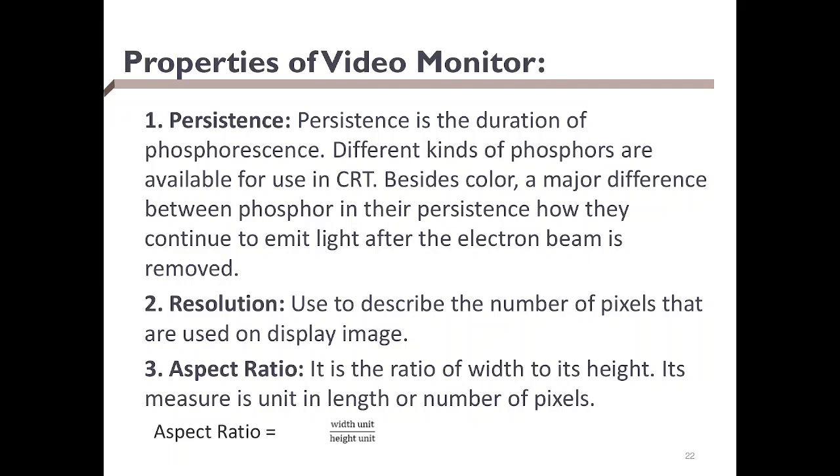The third is the aspect ratio. This refers to the ratio of width to height. It is measured in units of length or number of pixels. Okay, so you can see the aspect ratio right there. Its formula is width unit over height unit. Normally the width is longer than the height, except in square monitors.